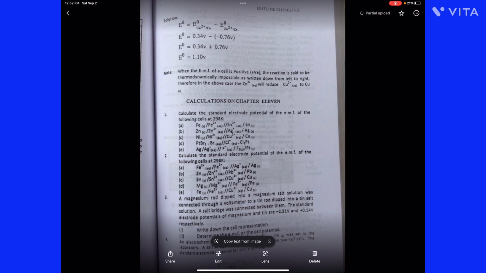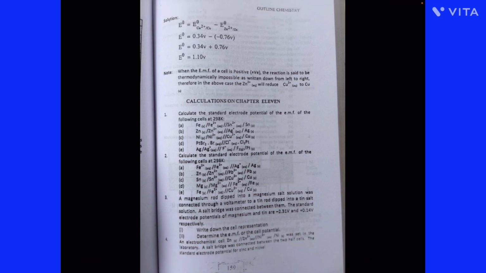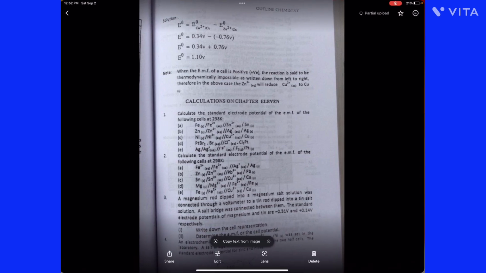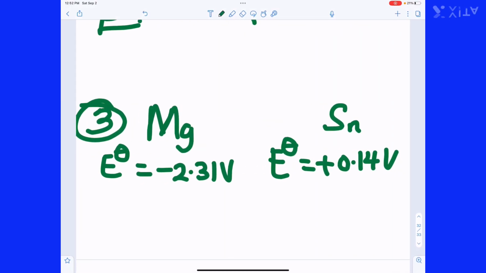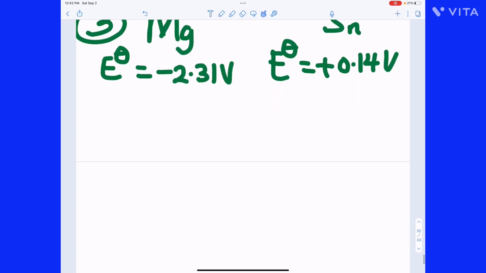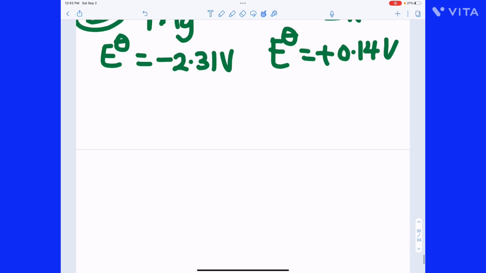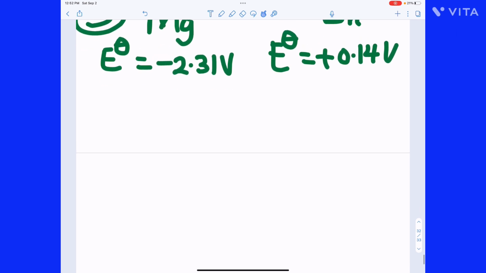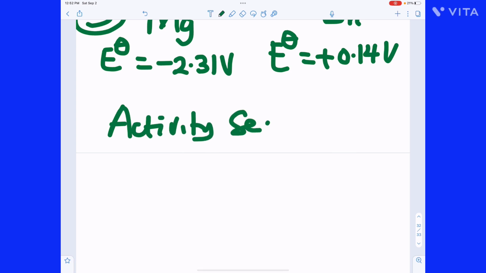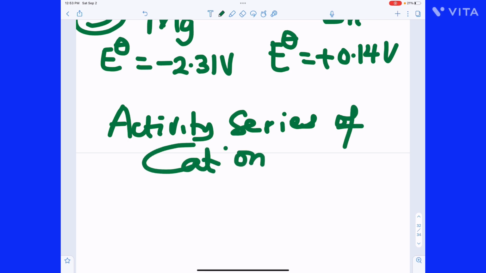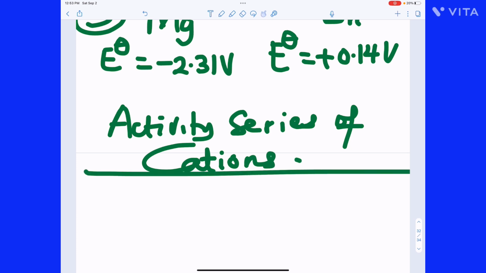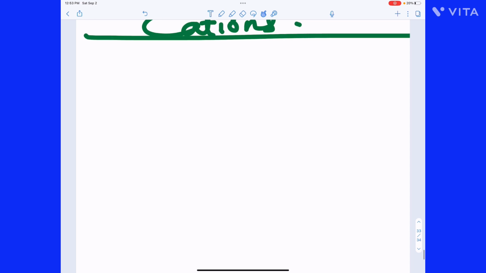It says write down the cell representation and determine the EMF of the cell. So our question says we should write down the cell representation. Now, between magnesium and tin, which one is higher up in the series? If you remember your activity series, there is an activity series for cations. Let me quickly show you that before we move on. So in the activity series of cations, let's see the positions of magnesium and tin.